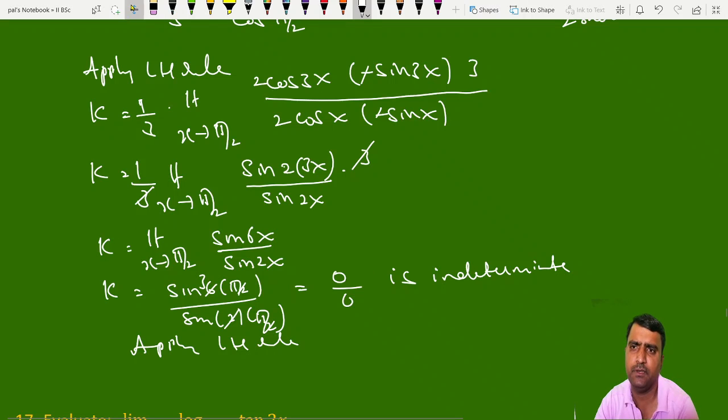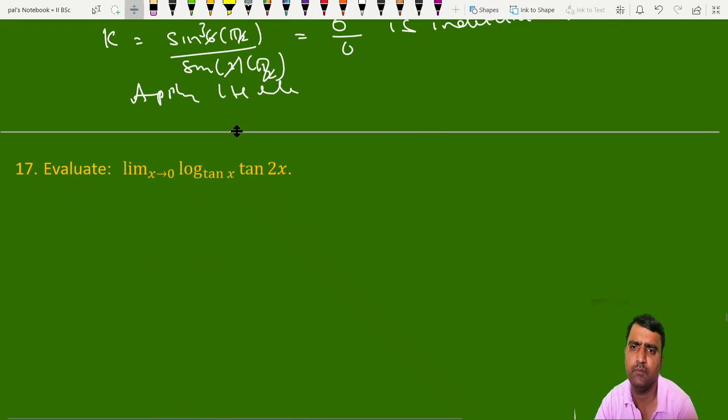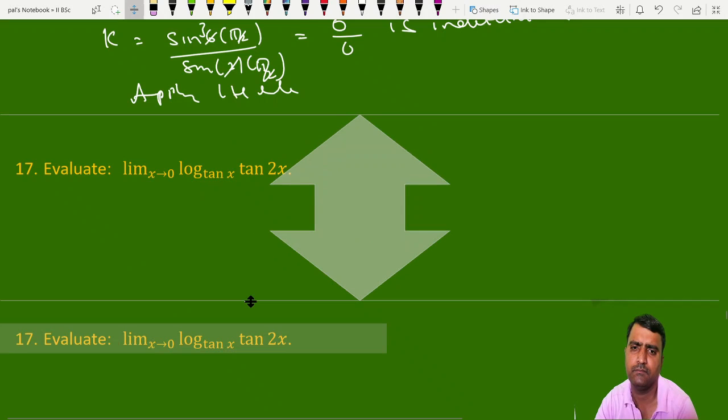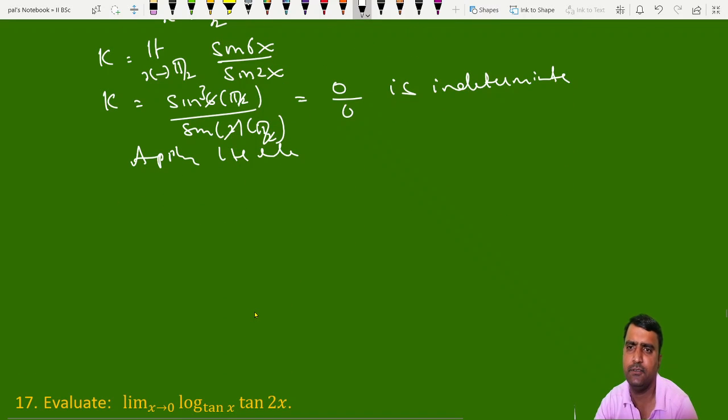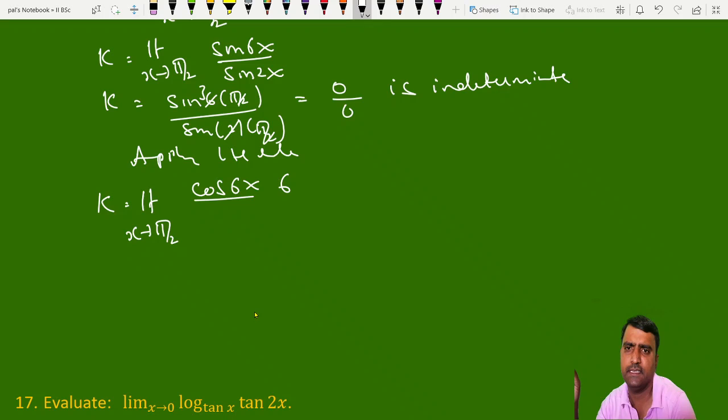So if we apply L'Hospital rule again, then we have k is equal to limit x extends to pi by 2. Differentiation of sine 6x is cos 6x into 6. Differentiation of sine 2x is cos 2x into 2. Okay.